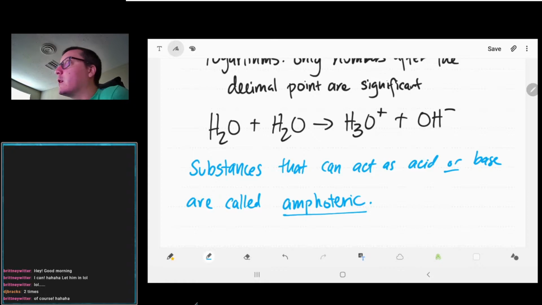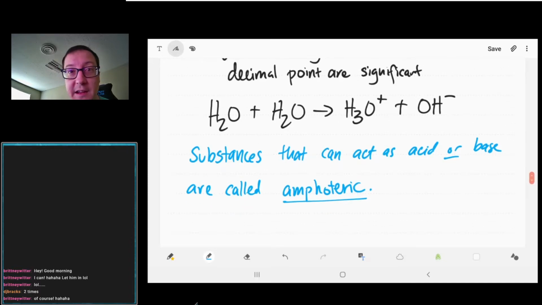So if we think about the word ambidextrous, that means you're both right and left-handed. Substances that are amphoteric are both acids and bases. So they could act either way, just depends on what they're mixed with. And in fact, they can react with themselves as well. And so water would be an example of this. We're going to see that a lot of substances can be amphoteric, just depends on your conditions.